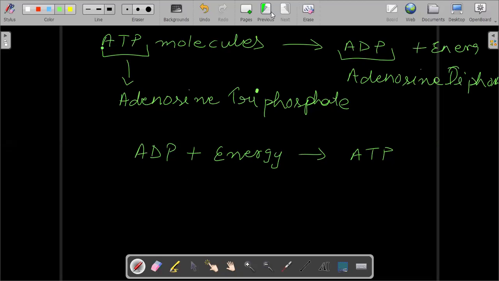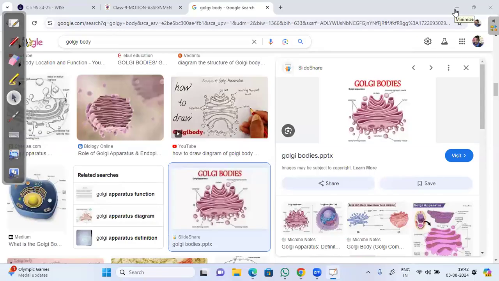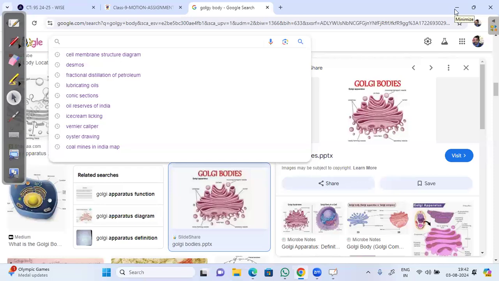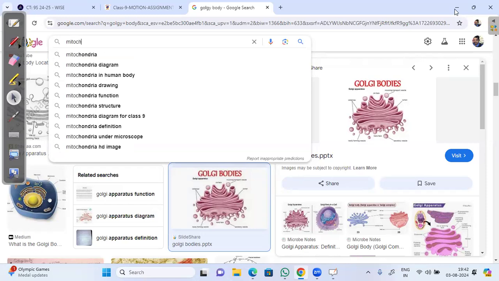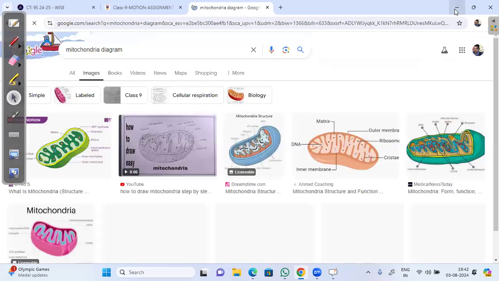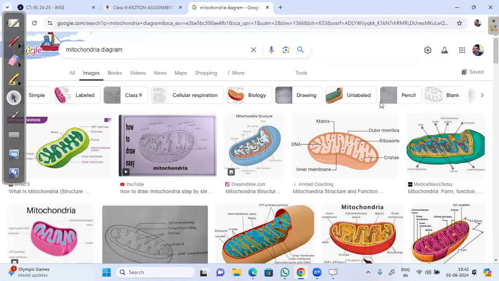So we'll also see a block diagram for the mitochondria, a good picture of the mitochondria. We have seen the structure of the mitochondria and its different constituents. We'll also see a good picture so that maybe you can draw it well. So see.